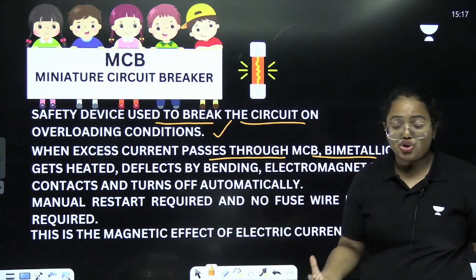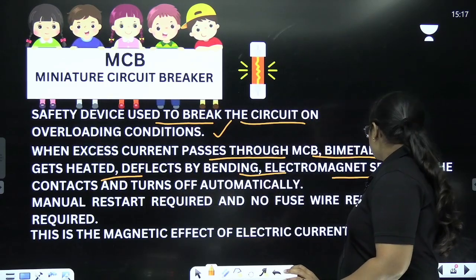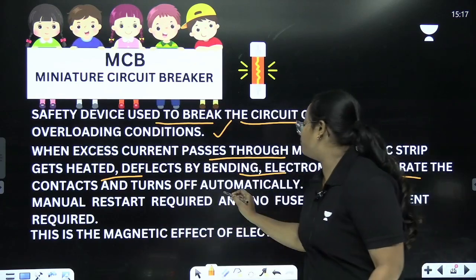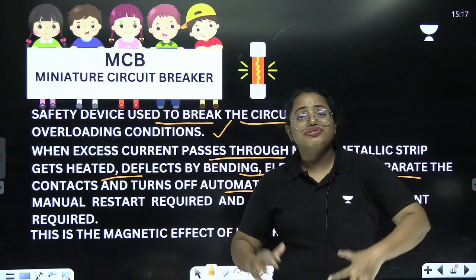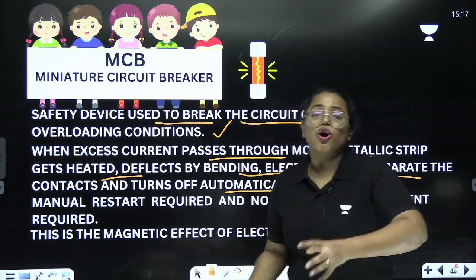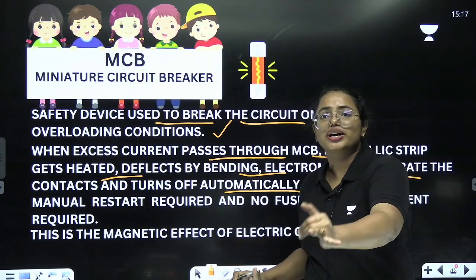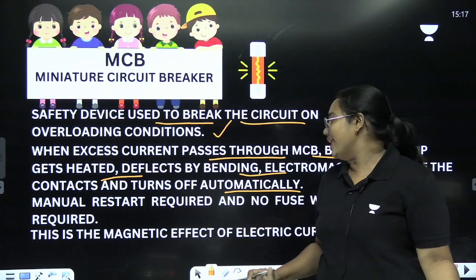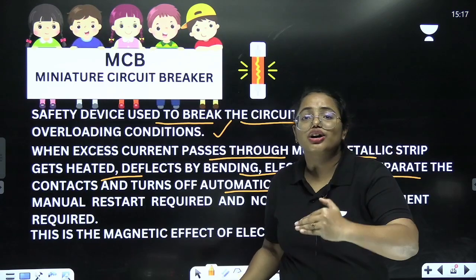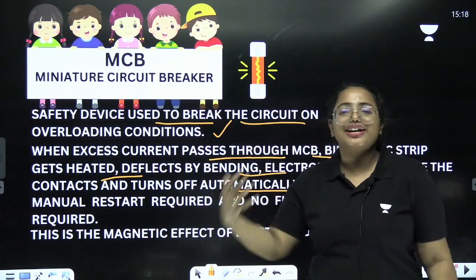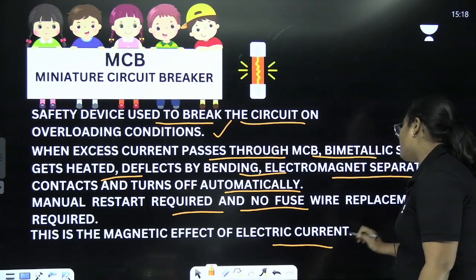A bimetallic strip gets heated and deflects by bending, and therefore electromagnets separate the contacts and it turns off automatically. So this is actually an automated way of breaking the circuit. Clear? That means no fuse wire is going to melt here and break the circuit. Correct? Therefore, if there is an overloading condition, automatic turn off happens here. But when you want to restart again, you have to do it manually. Clear? And this is the magnetic effect of electric current.